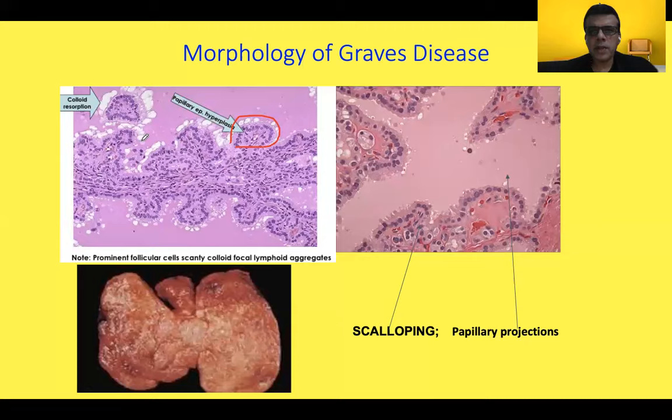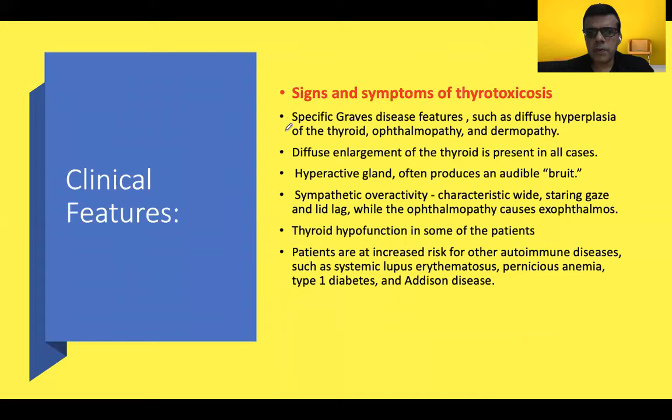Coming to the clinical features, the signs and symptoms of thyrotoxicosis are identified. All the signs and symptoms of thyrotoxicosis are seen, and these are due to the thyroid stimulating immunoglobulin effect. Thyroid stimulating immunoglobulin has a similar action to that of TSH, which engages on the thyroid receptors and produces more T3 and T4.